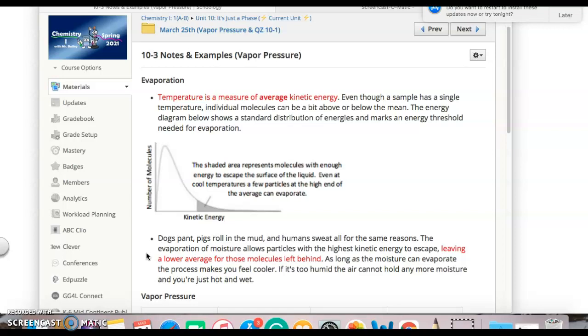And as long as the moisture can evaporate, the process makes you feel cooler. However, if it gets too humid, the air can't hold any more moisture, and you just end up being hot and sweaty or wet.